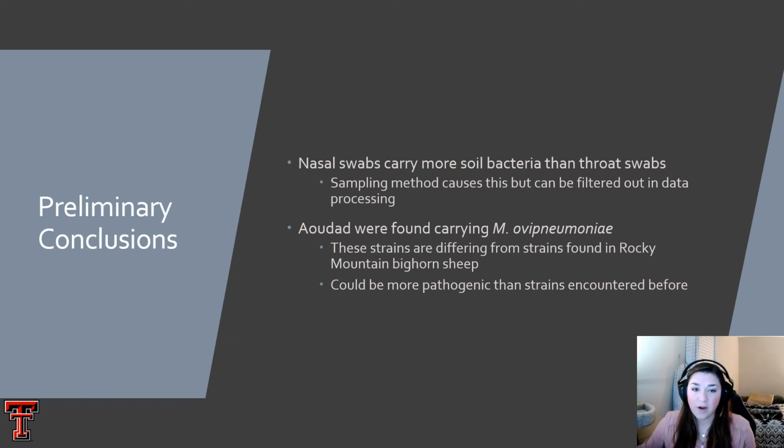For our preliminary conclusions, we found that a lot of our nasal swabs were carrying a lot of soil bacteria. No big deal. We can rectify that by creating a database full of soil bacteria and filtering them out downstream. And then we do have two audad that were carrying MOVI. It is possible for audad to carry MOVI. The strains that we have are very different from Rocky Mountain bighorn sheep strains, and that could make them possibly more pathogenic strains than those that have been encountered before.